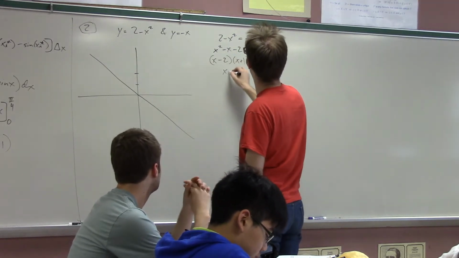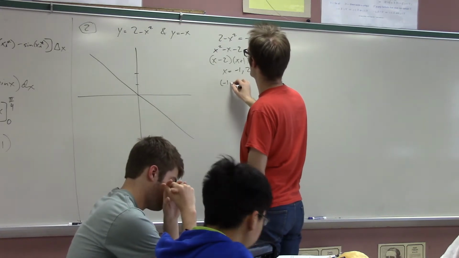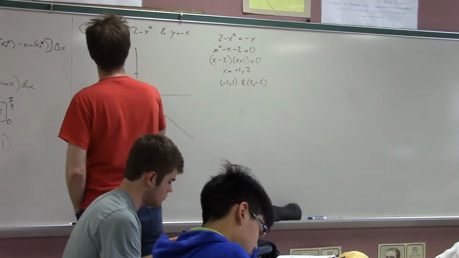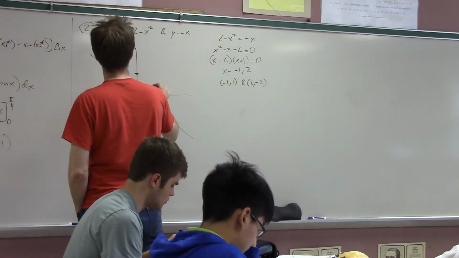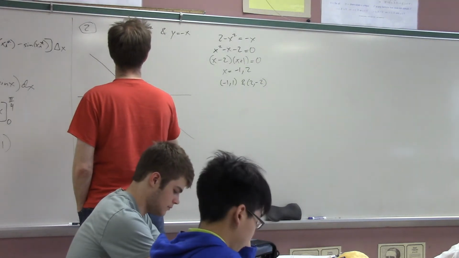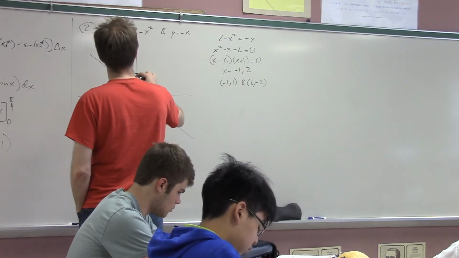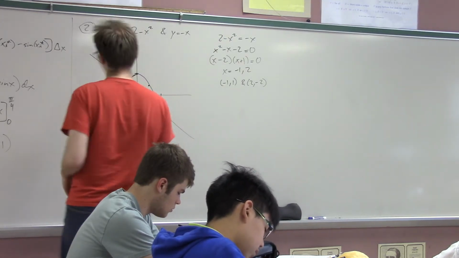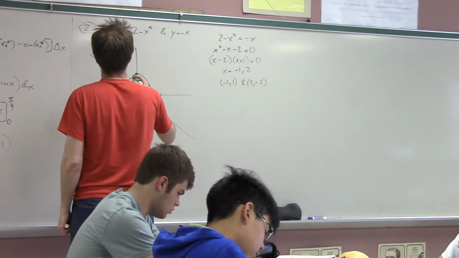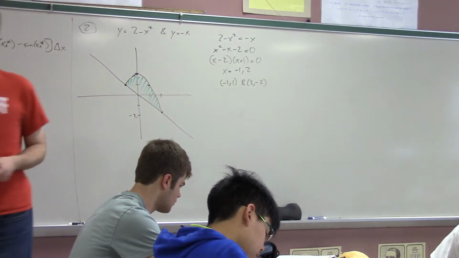Oh yeah, the answers are -1 and 2. So that means I have a point (-1, 1), and I have a point (2, -2), which looks about right. Okay, so my picture looks like that, and I think it's really helpful to shade the region that we are trying to find the area of.